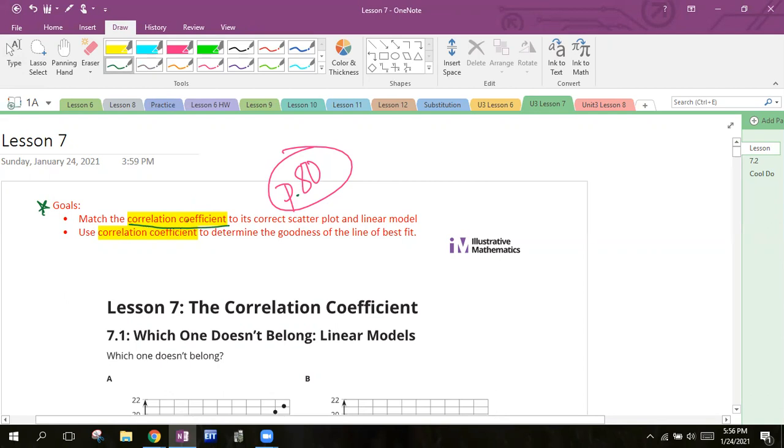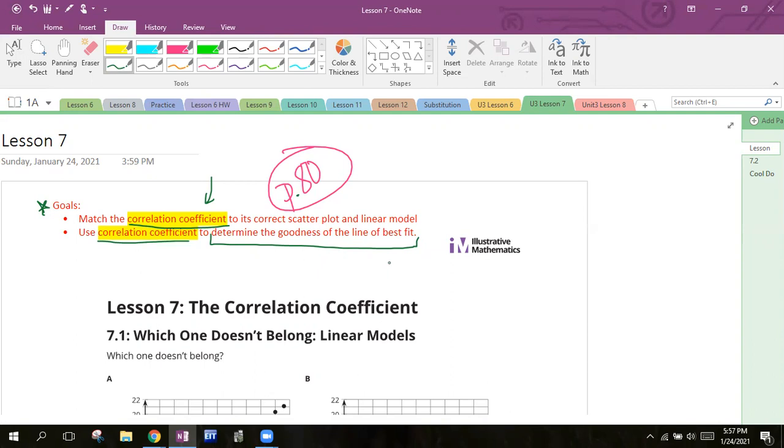Okay, so I have highlighted that word because it is a new vocab word for this lesson. We're going to use that correlation coefficient to determine the goodness of the line of best fit. So once again, just like our residuals that we did in lesson 6, this is just another method. This is another way to determine whether our line of best fit is going to give us a very accurate representation of the rest of the data that we collected.